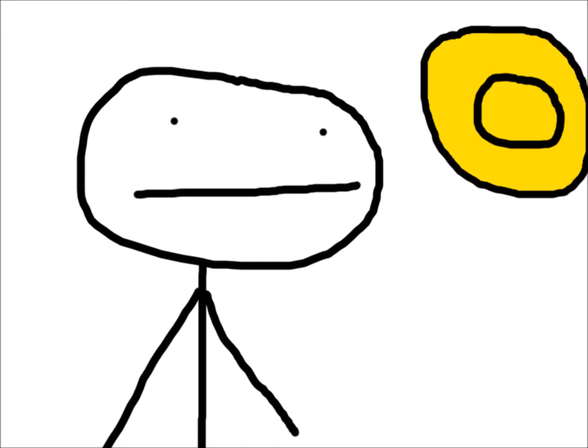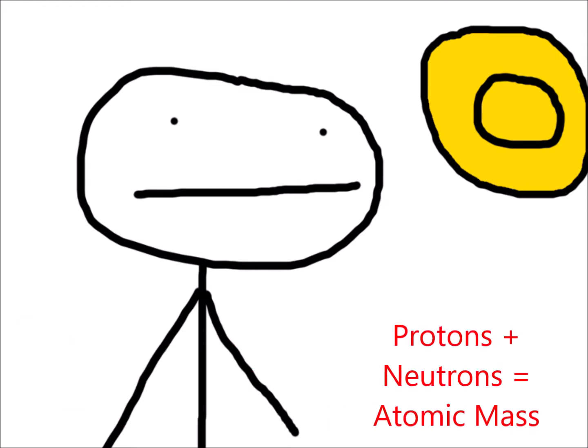Another particle with a mass of 1 AMU is the neutron. This helps determine the atomic mass, which is calculated by adding the number of protons with the number of neutrons. Neutrons are known for being neutral. That's where they get their name. And for being in the nucleus, which might also be where they get their name.